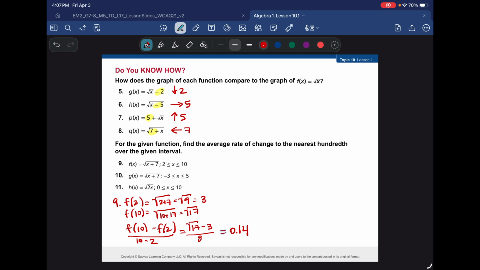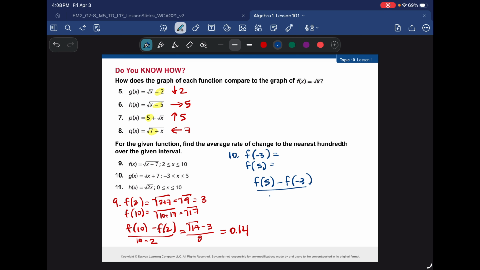Okay, for number 10, I'll do it in a different color up here. We're going to do the same process. Evaluate the endpoints of the interval. Evaluate f of negative 3. Evaluate f of 5. And then calculate the rate of change, which is f of 5 minus f of negative 3. Make sure you're subtracting that number. Whether or not f of negative 3 is positive or negative, you're going to subtract it.